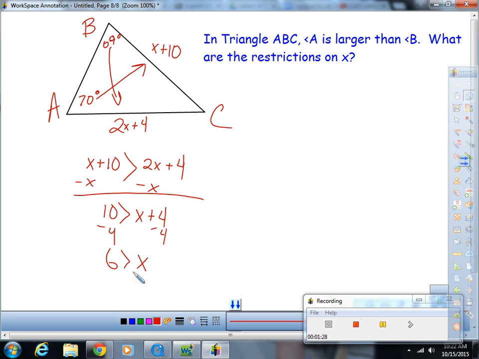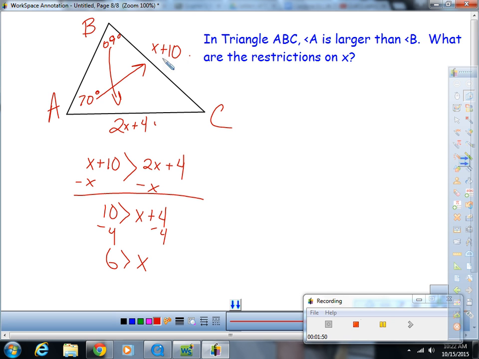Well, what if x was 10? That shouldn't work. For this one, I would get 20. And for this one, I would get 24. And no, that doesn't work. This one has to be smaller than that one. So good. So what if x was negative 100? Well, hold on. If x is negative 100, then BC would be negative 90. That doesn't work. So there must be a minimum value that x can be.